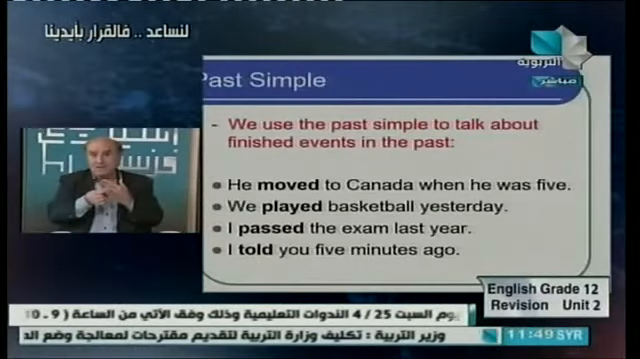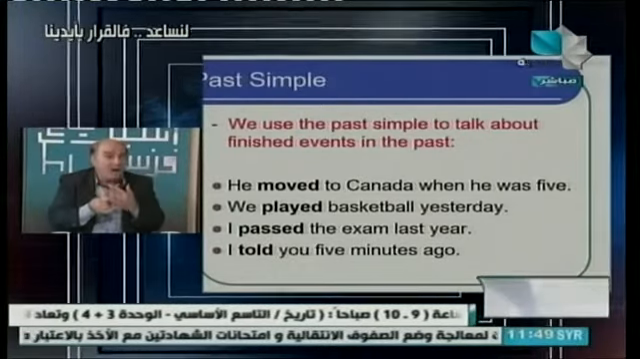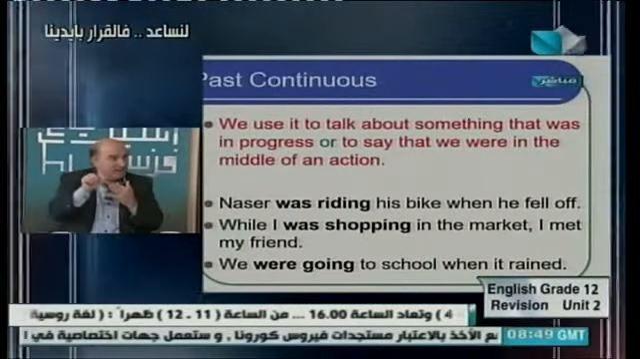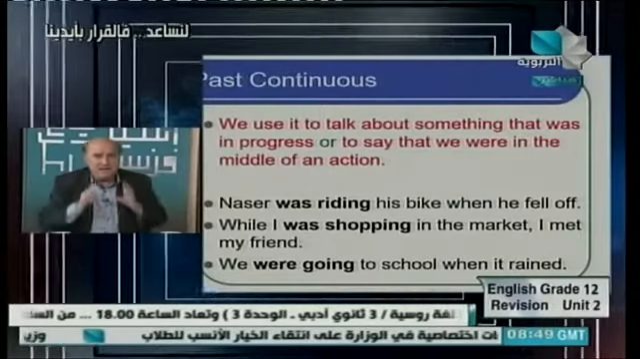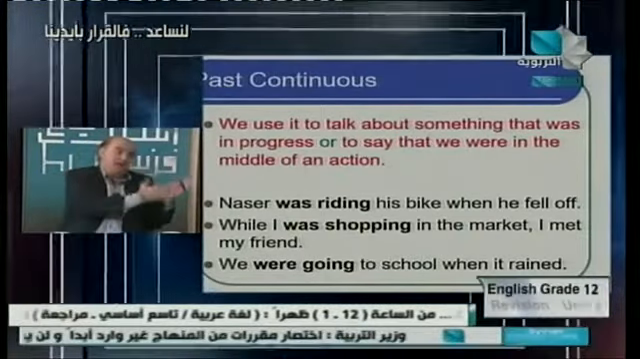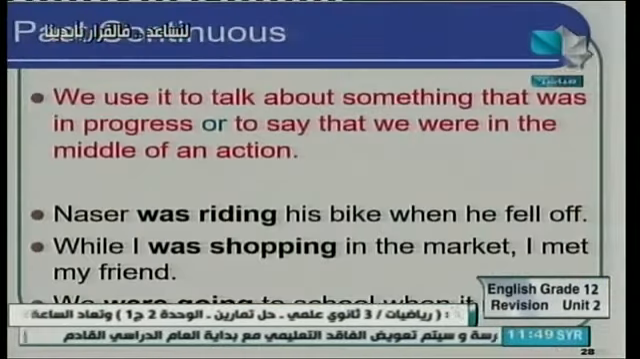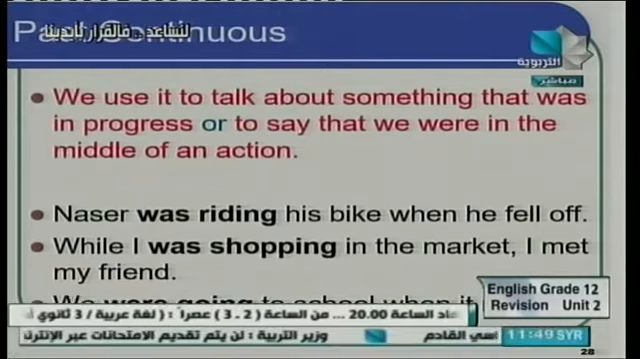Then another example about past continuous. The same example: "When I arrived, my mother was cooking." What does it mean here? It means that my mother started cooking before I arrived, but she didn't finish. Here we have a similar example: "Nasser was riding his bike when he fell off." "While I was shopping in the market, I met Kareem." Very nice. That's about past continuous.